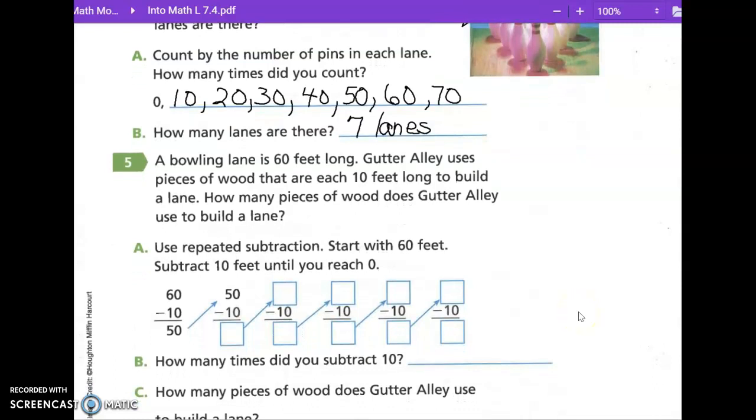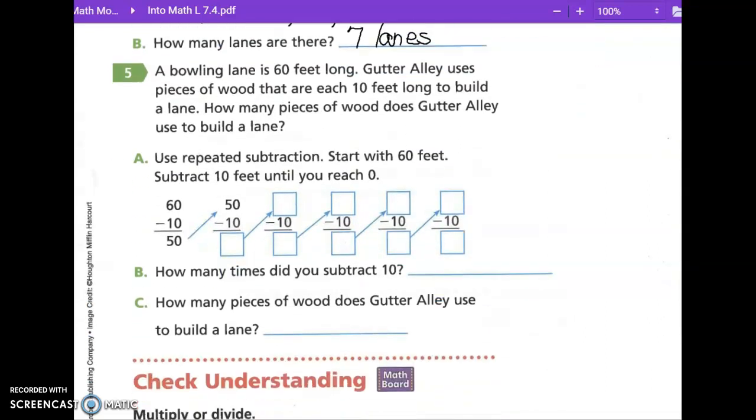A bowling lane is 65 feet long. That means from the place where you have to let go of your ball until it gets to the pin. Gutter Alley uses pieces of wood that are each 10 foot long to build a lane. How many pieces of wood does Gutter Alley use to build a lane? Now we're going to use a different strategy, not just skip counting. We're going to do some subtraction here.